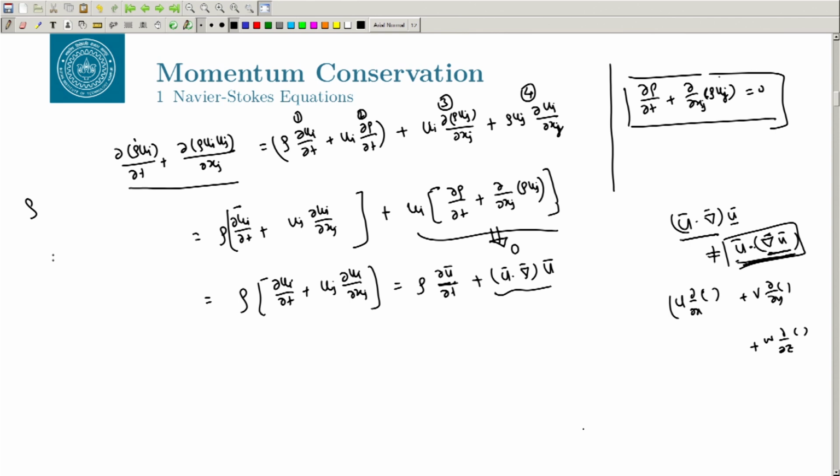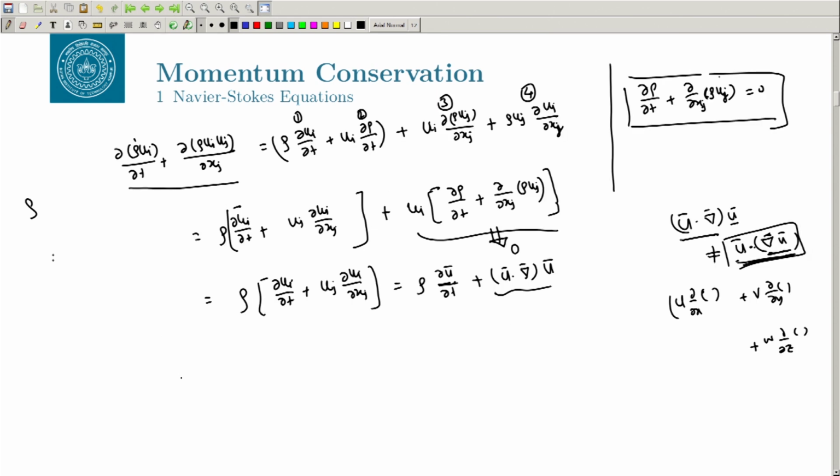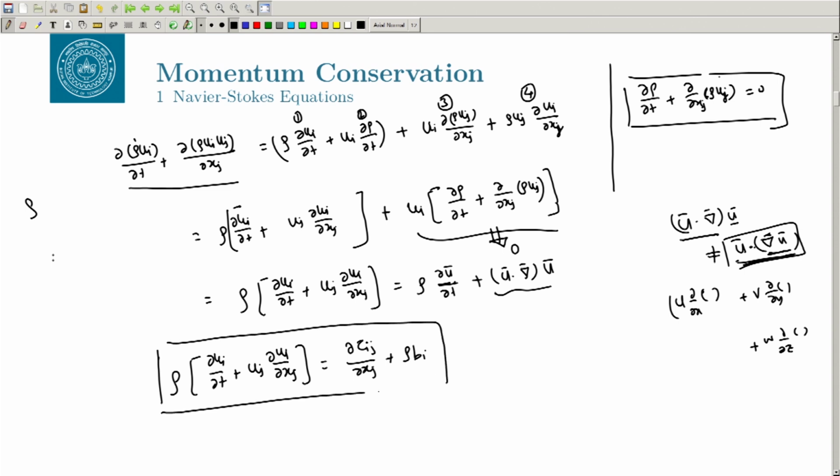So, now let us put it back into A, which is on the left side, okay, this is A. So, if you replace the left hand side with the expression that we had, then it will give you ρ(∂u_i/∂t plus u_j ∂u_i/∂x_j) is equal to, right hand side remains unaltered. So, let me write ∂τ_ij/∂x_j plus ρb_i, or ρg_i, okay, this is the body force. So, this is your final form. So, this is called the non-conservation form.